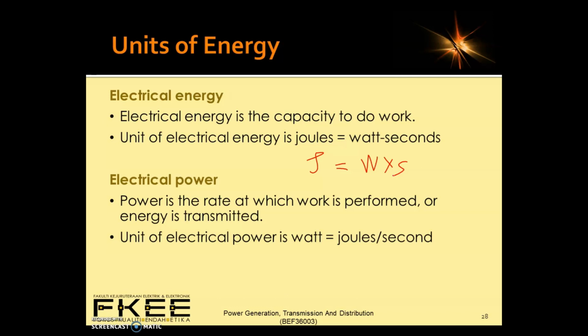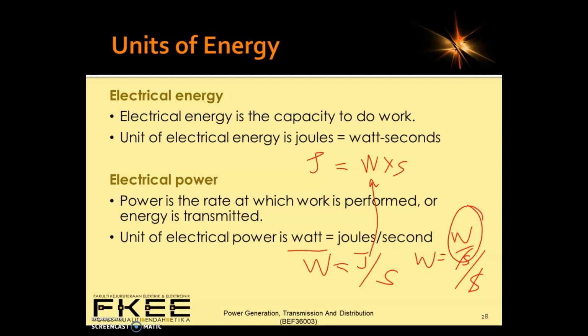Okay, and then we have the electrical power. Power is the rate at which work is performed or energy is transmitted. The unit of electrical power is watt, which is joules over seconds. So joule is watt times seconds, so watt seconds over seconds, we can just cancel out, so we get watts.